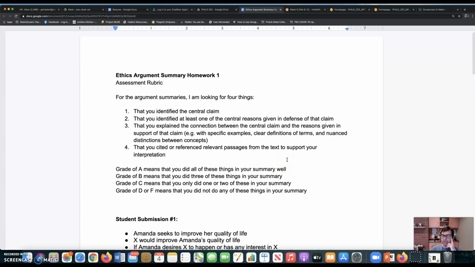Okay, and this will benefit you in the writing of the essay as well. I want to see that you're able to do these things in your essay when you're summarizing other people's arguments, but also when you're developing your own, right? You need to be able to clearly identify and articulate your central claim and the reasons you have for thinking that it's true or reasonable or plausible. And you need to be able to do a good job explaining the connection between your central claim and the reasons you're giving in support of it. Giving clear examples, clearly defining your terms, making more nuanced distinctions between concepts. And then I want to see that you're citing and referencing relevant passages from the text as you support your argument. All of these things that I'm looking for in the summary also apply to the construction of your own argument in the essay.